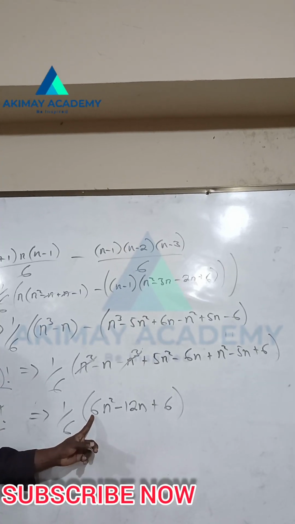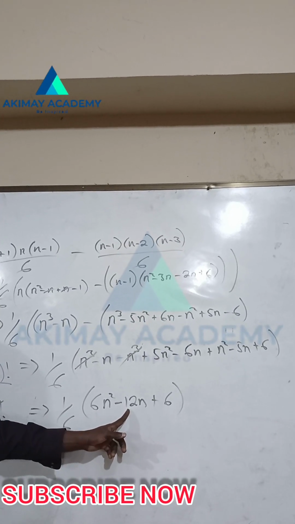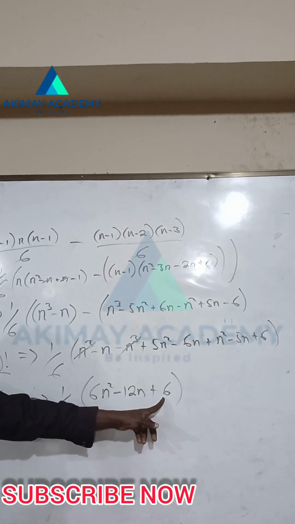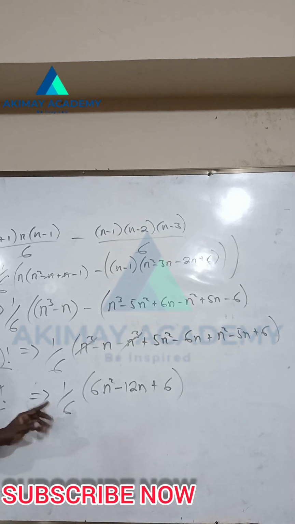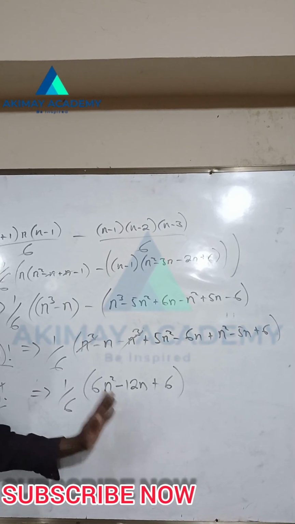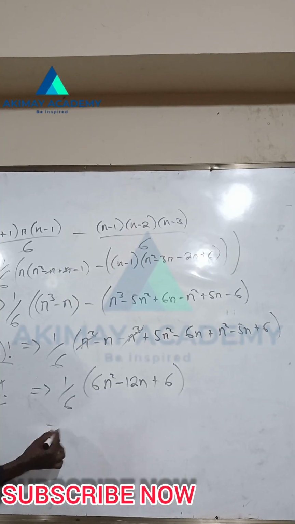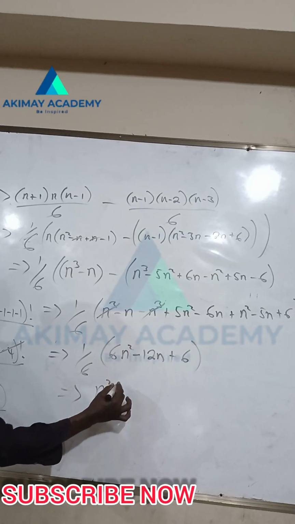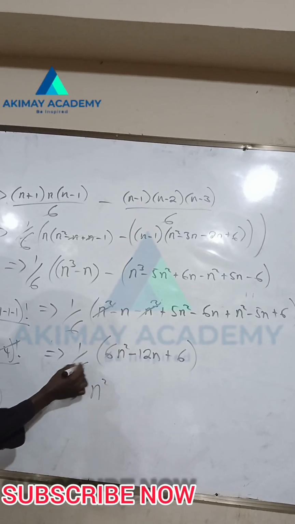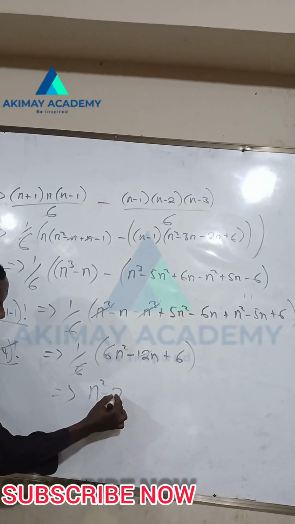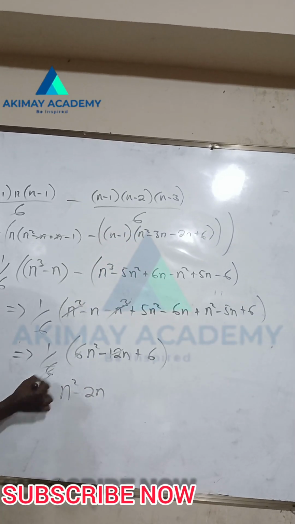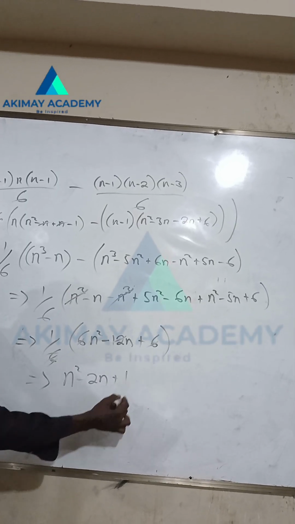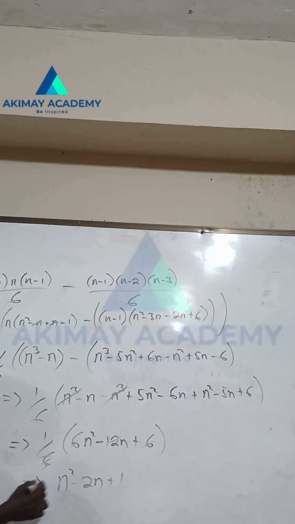Now you can see that there's 6 over here. This 12 is also what? A multiple of 6. And there's another 6 over here. So if you multiply through by the 1 on 6 over here, it's going to cancel those ones off, right? Yes. So this will cancel this one off, giving us n squared. And this 6 is going to cancel 12n to give us minus 2n. This same 6 is going to cancel this 6 off, giving us plus 1. Right? Yeah. And that's what we have.